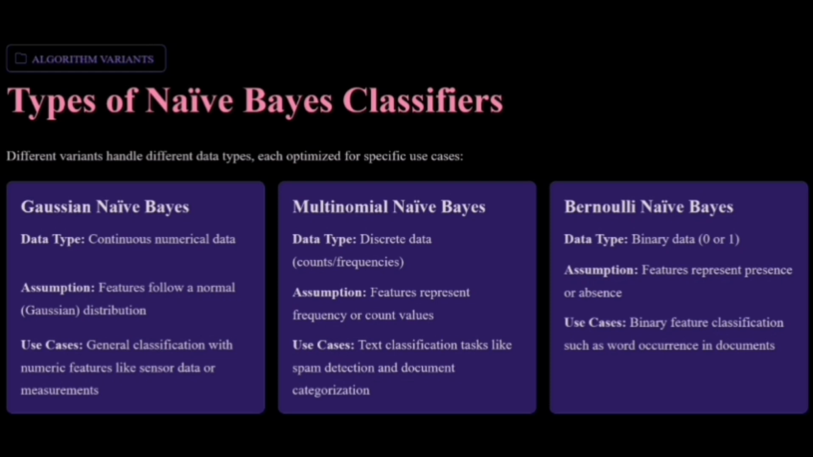Third is Bernoulli naive Bayes. This works with binary data where features represent presence or absence, like whether a word appears in a document or not. Each variant is chosen depending on the type of data we are working with.